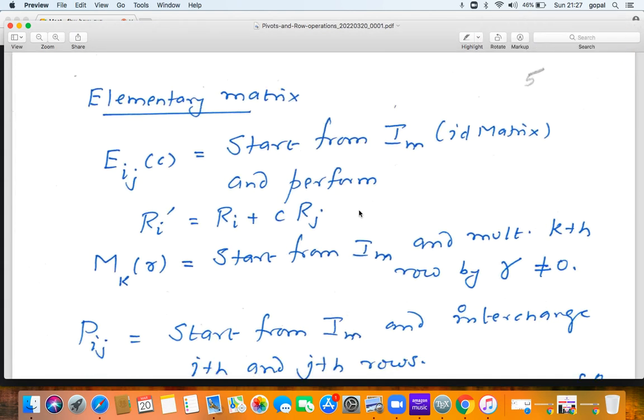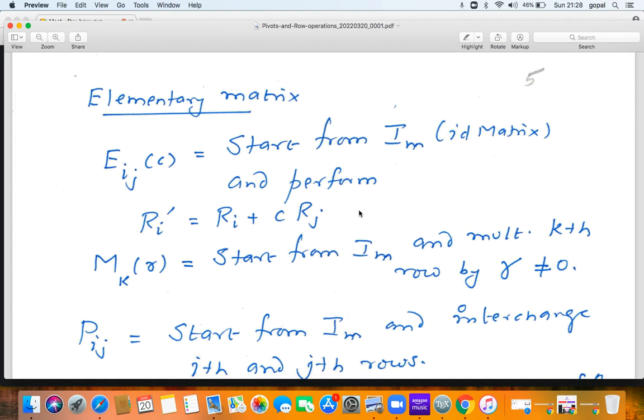What's an elementary matrix? There are three types of row operations. Remember, what are the three types of row operations? Exchanging two rows is one operation, say exchanging the second row and the third row. That's an example of an elementary operation. Multiplying a given row by some non-zero number, for example, multiplying the fifth row by 1/4. That's an elementary operation.